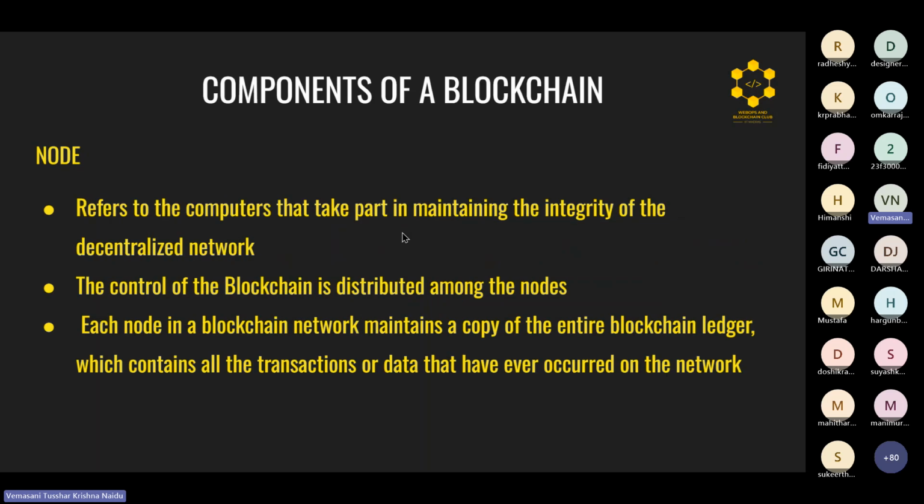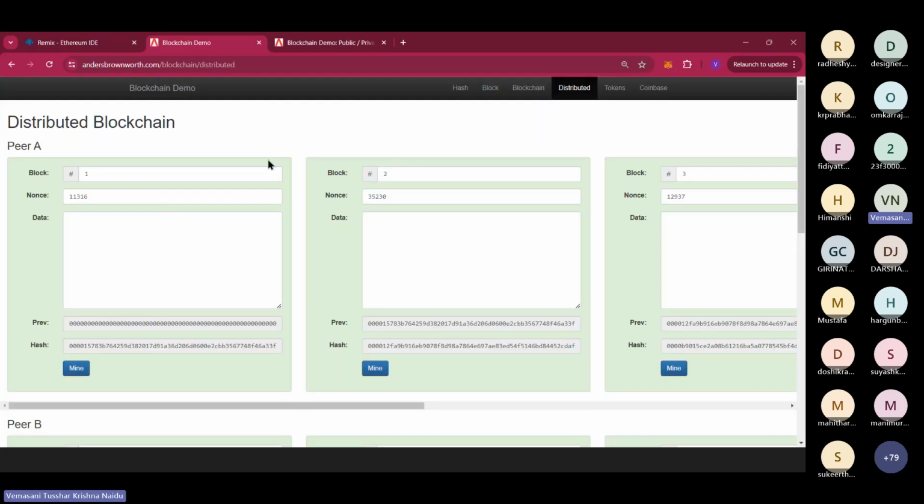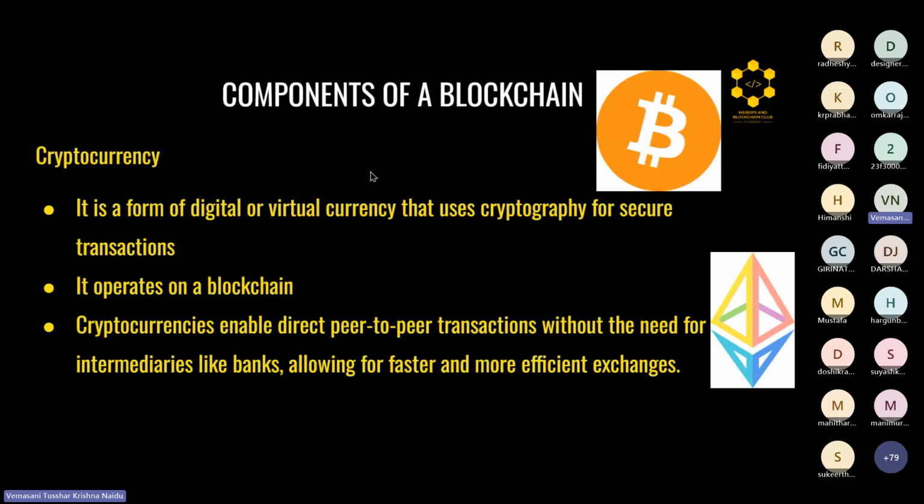And briefly, this is what nonce means. What are nodes? Nodes refers to the computers that take part in maintaining the integrity of the decentralized network. And the control of the blockchain is distributed among the nodes. Yes, that's what I said here. The nodes, each of them get a copy of the blockchain. They essentially maintain a copy of the entire blockchain ledger, which contains all transactions and data that have ever occurred on the network.